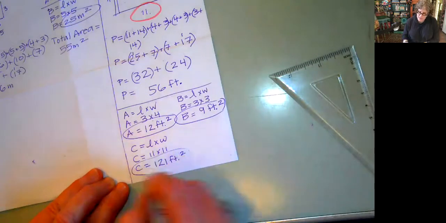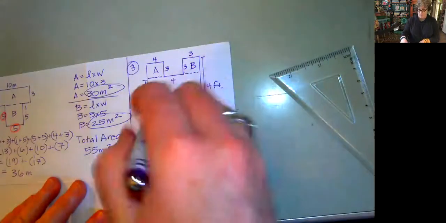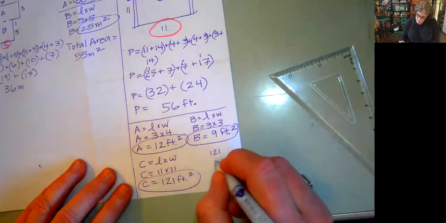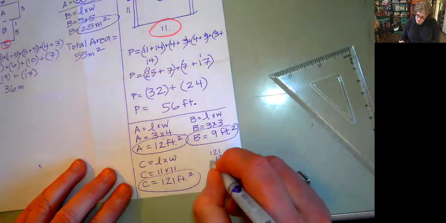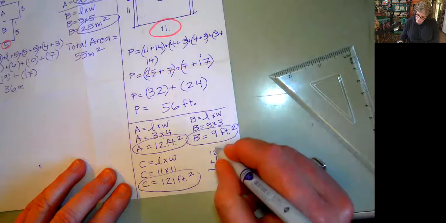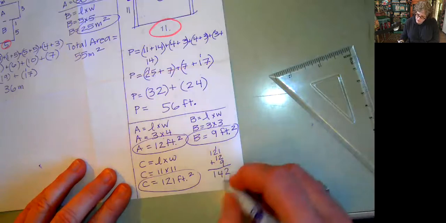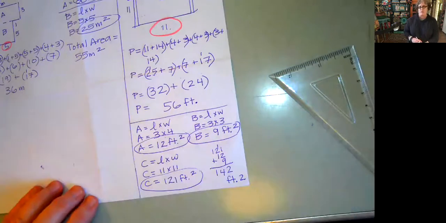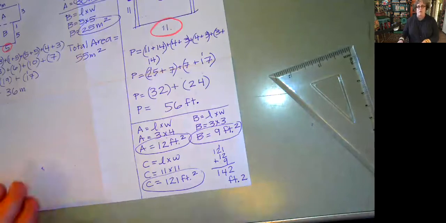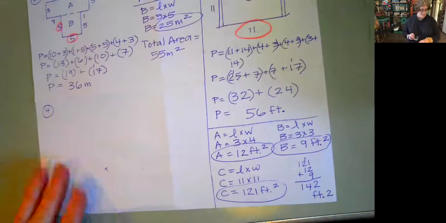So I have to add all three of these together to get the area of the whole shebang, right? Shebingo. So I'm going to add 121 plus 12 plus 9. 9, 10, 11, 12. So I get 142 feet squared is my total. Okay. Woo! Okay, we only have one more left. We got this. Maybe.